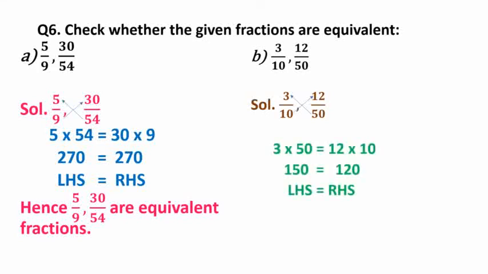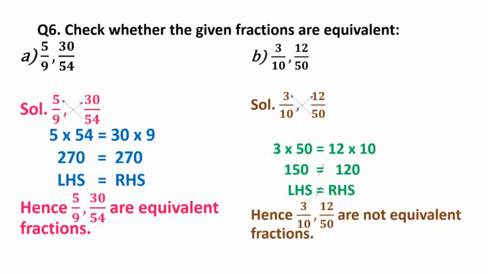Okay, so you can see here 3 is multiplied by 50 and 10 is multiplied by 12 over here. So 3 into 50 will give you 150 and 12 into 10 will give you 120. So you can see here, children, that 150 is not equal to 120. So we get here left hand side is not equal to right hand side. That is why our fractions 3 by 10 and 12 by 50 are not equivalent fractions.